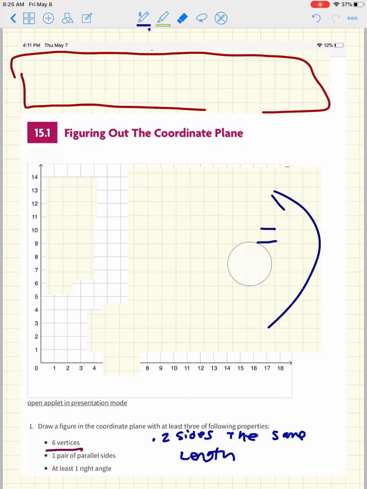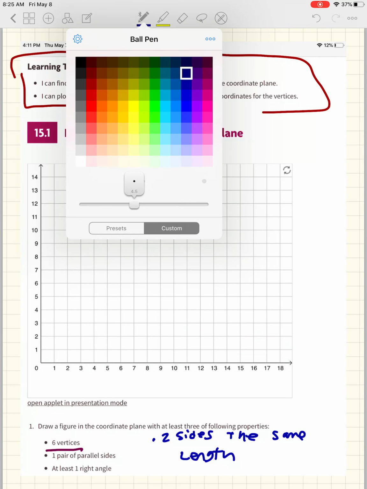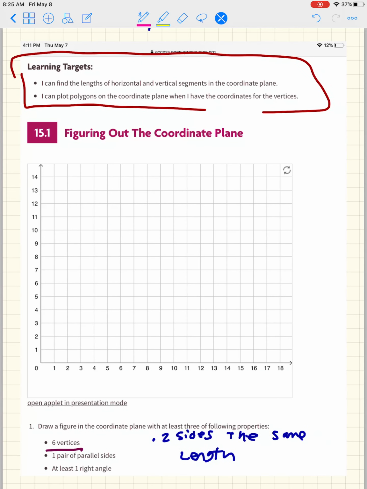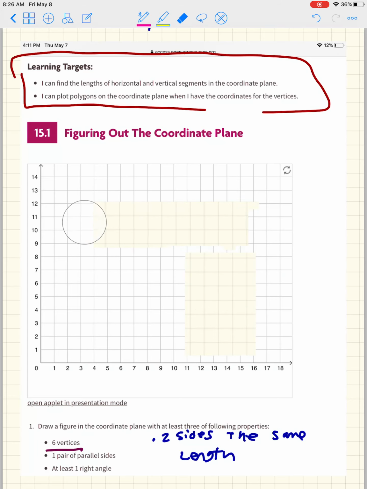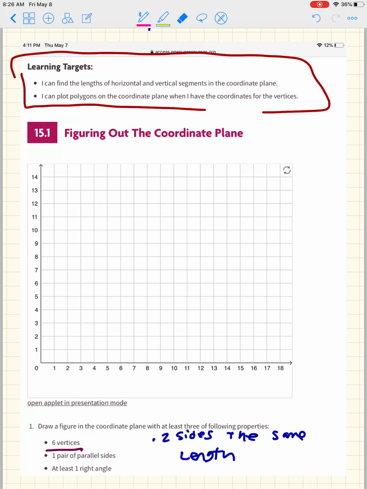So in a shape, they don't necessarily have to be the same size to be parallel. So for example, hold on. This line and this line are parallel even if they're not the same length. Or in a shape like this, well, those are the same length. Or like in a shape like this, this line and this line are parallel, and this line and this line are parallel. So they don't have to be the same length to be parallel.